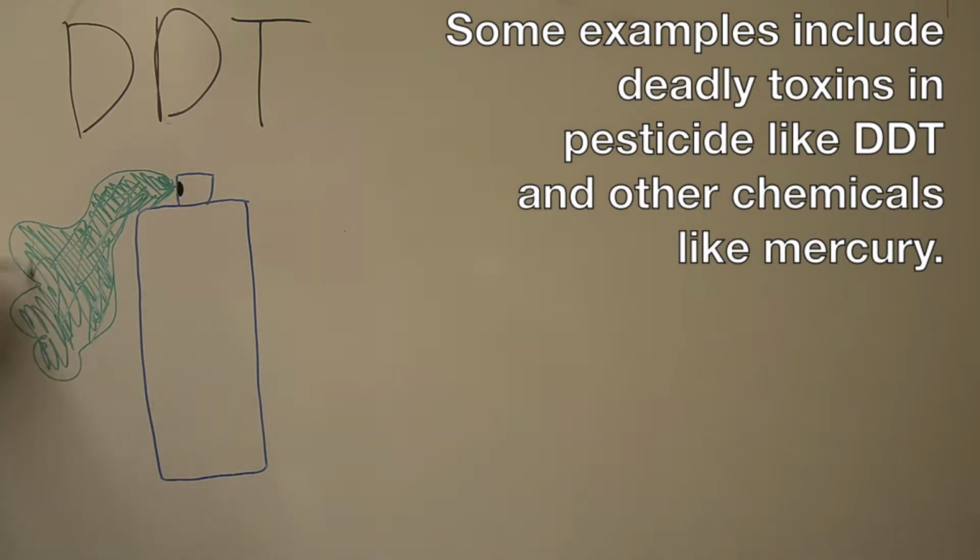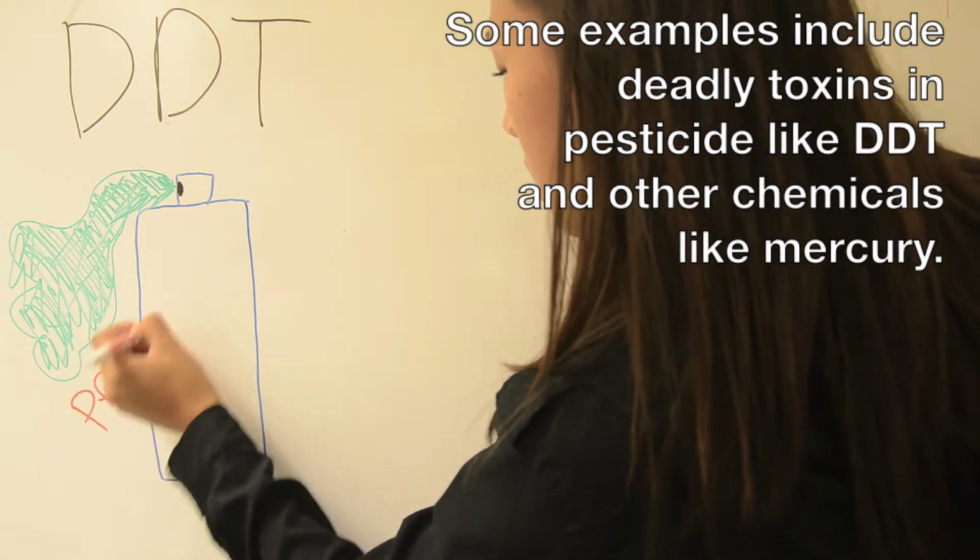Some examples include some deadly toxins and pesticides like DDT and other chemicals like mercury.